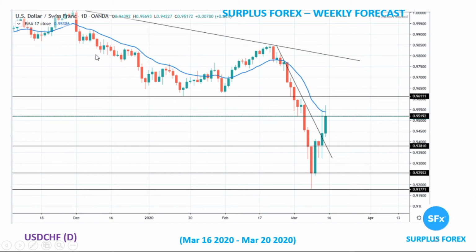For USD Swiss franc on a daily time frame, last week it showed an uptrend. I believe that it will continue because it's broken the downtrend line that's close to 94.25. It broke that, so I have taken an old support of 93.81 as my target point. Currently this one is sitting at 95.19.